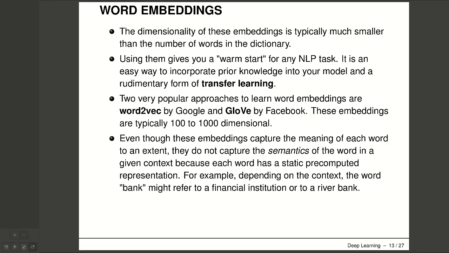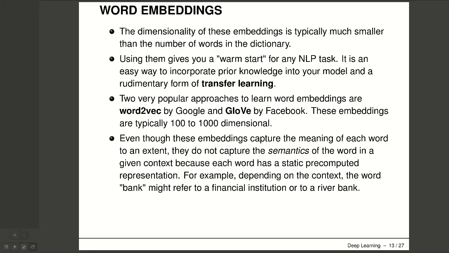In the machine learning and deep learning community, there exist different approaches to learn word embeddings, but the most popular one is Word2Vec, developed by Google, and Facebook also has another library named GloVe, which are very famous and easy to work with. These embeddings are typically between 100 and 1000 dimensional space.